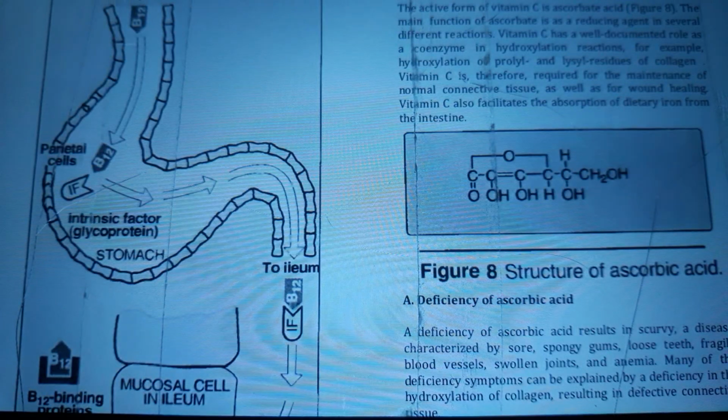The active form of vitamin C is as shown in figure 8. The main function of ascorbate is a reducing agent in several different reactions. Vitamin C has a well-documented role as a coenzyme in hydroxylation reactions, for example, hydroxylation of prolyl and lysine residues of collagen. Vitamin C is therefore required for the maintenance of normal connective tissue, as well as for wound healing. Vitamin C also facilitates the absorption of dietary iron from the intestine.